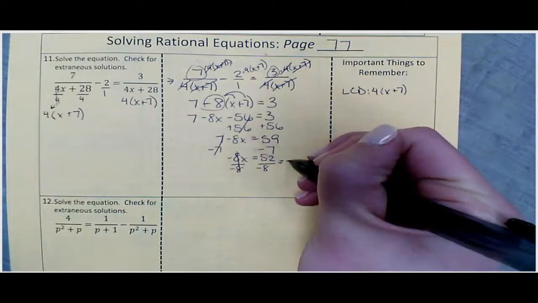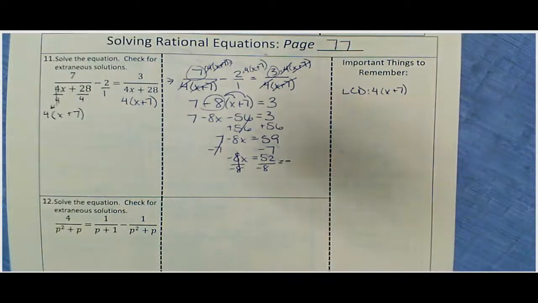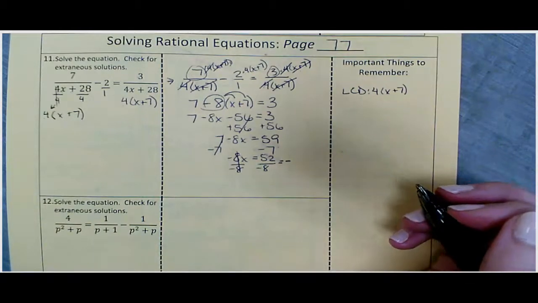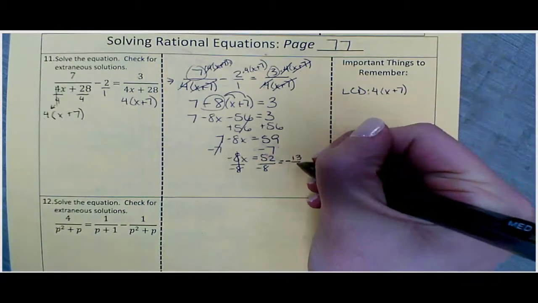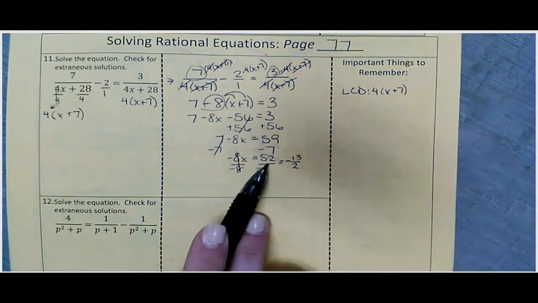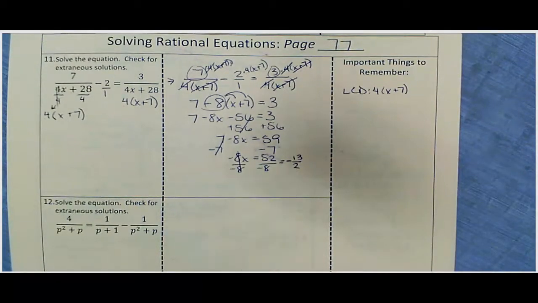I'm going to divide by negative 8. If I simplify, 52 and 8 are both divisible by 2, but they're also divisible by 4, and I'm going to get negative 13 over 2. If you divide it by 2 and then divide by 2 again, you should get the same thing.